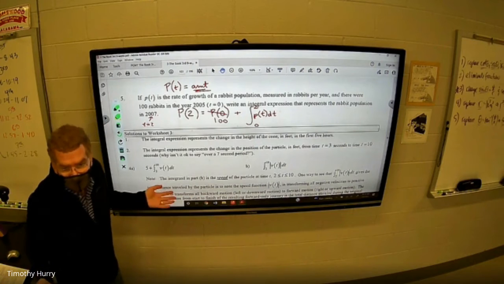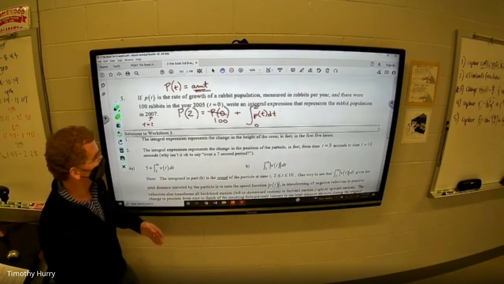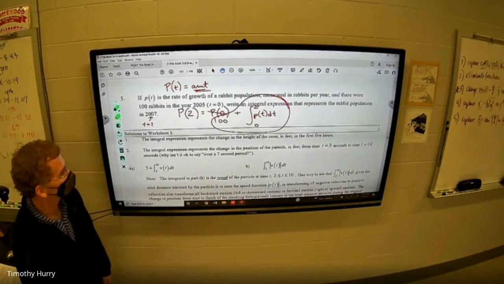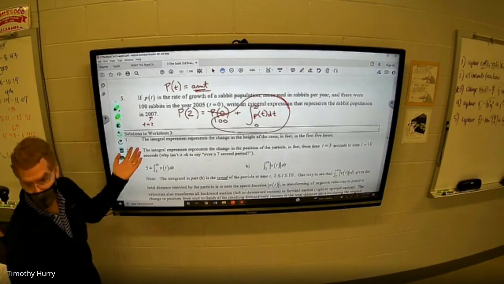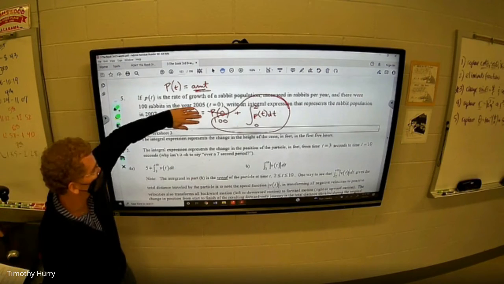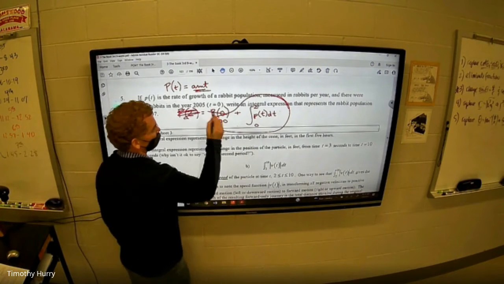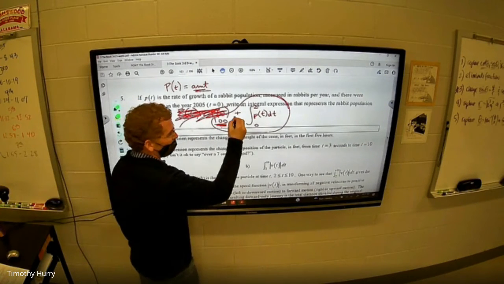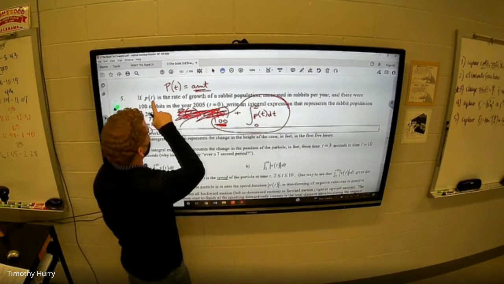But look, I didn't really need big P, did I? Because all I want for my answer is that. That's the expression. They didn't say an equation. An equation, I would need that. Expressions are not equations. So really, all I needed was this. Starting with 100, that's my initial amount, add the change in the amount, which is integrating the rate.